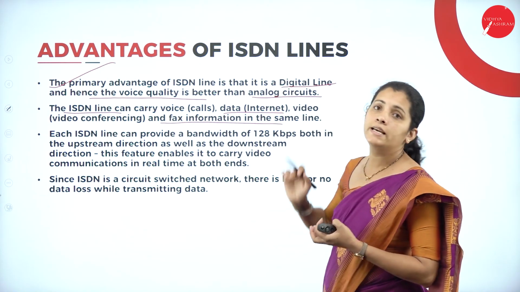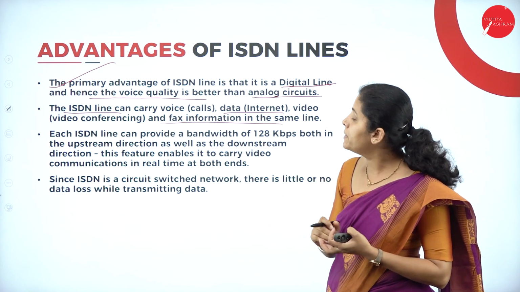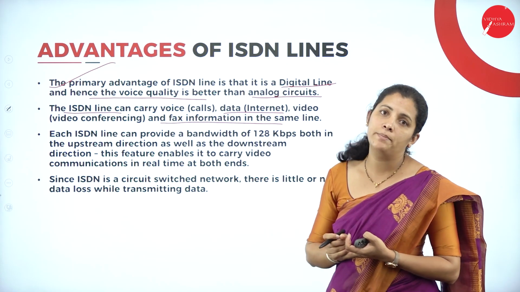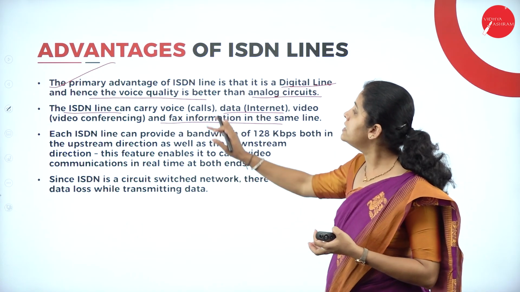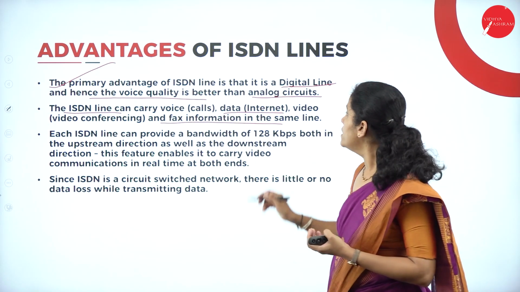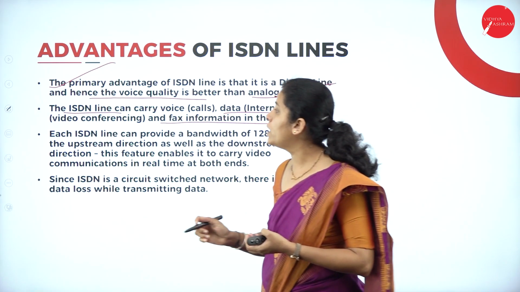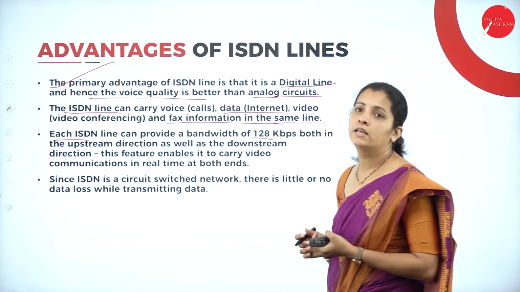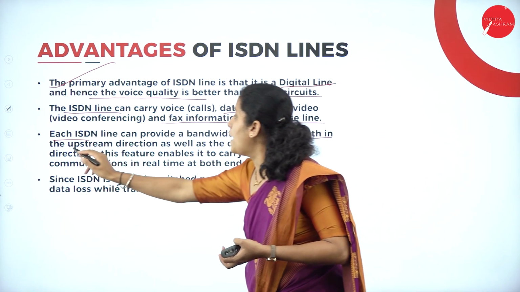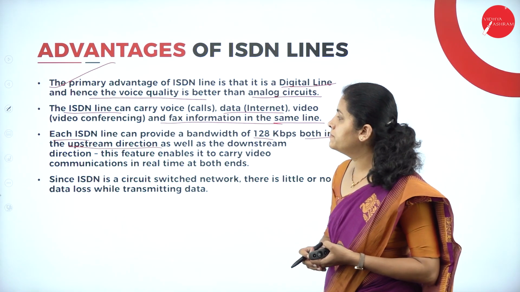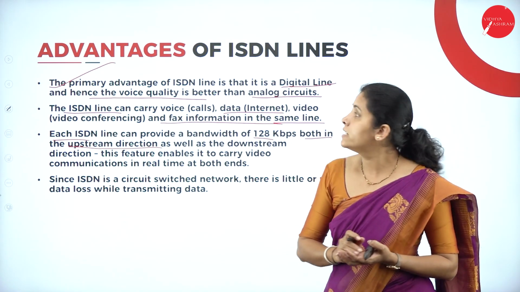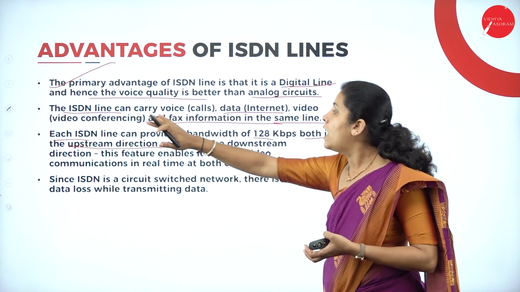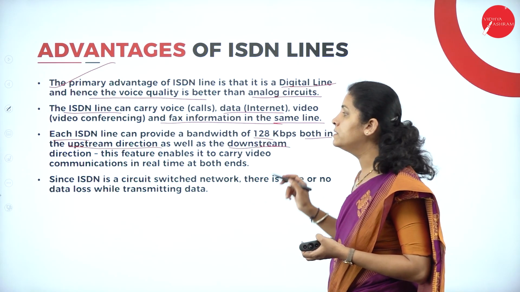That means ISDN provides a facility where the user is capable of carrying all kinds of data. It may be a voice call, data, video, or fax. All these types of data are carried by using the same line. Then each ISDN line can provide a bandwidth of 128 kilobits per second in both the upstream direction as well as the downstream direction. That means the data transfer rate provided by ISDN here is 128 kilobits per second for upstream as well as downstream.